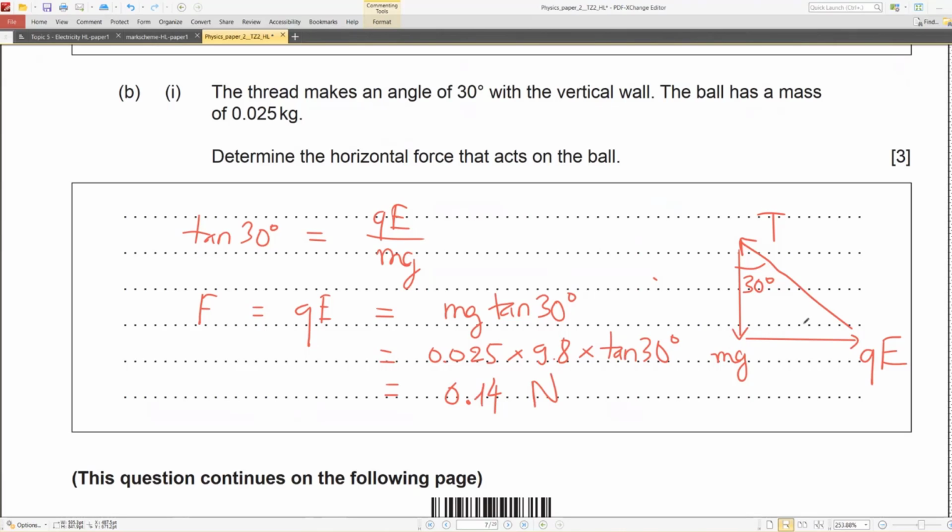Equilibrium condition means the object doesn't move. The total force is 0.